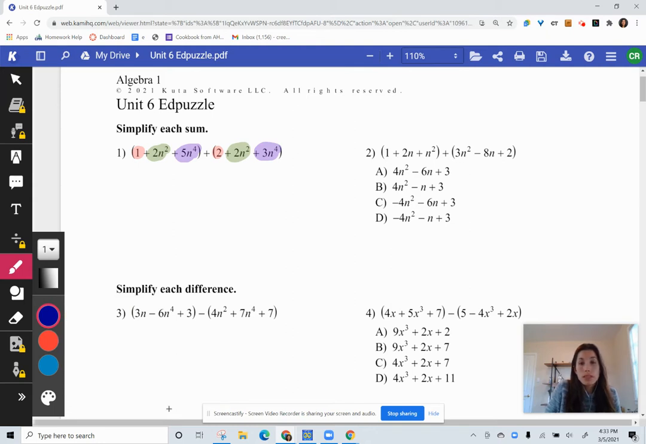And I'm going to rewrite this in what I call descending order. You'll see it here. I'm going to do the exponent of the 4th power first. Our highest exponent comes first. So we have 5 and 3 added together. That is 8n to the 4th. So all you're doing is combining the coefficients. And then our squared terms would be next. So we have 2n squared, and then we have 1 to that.